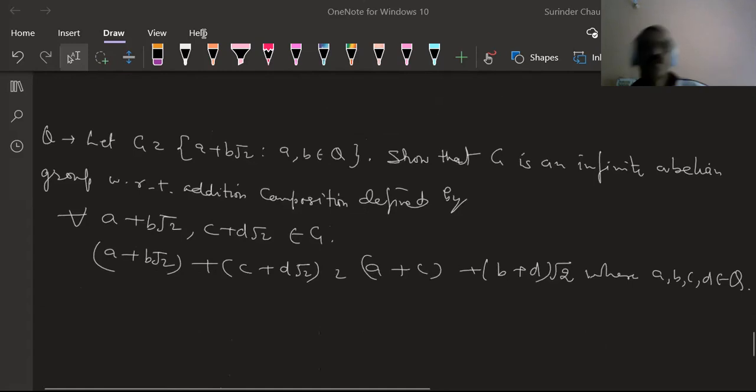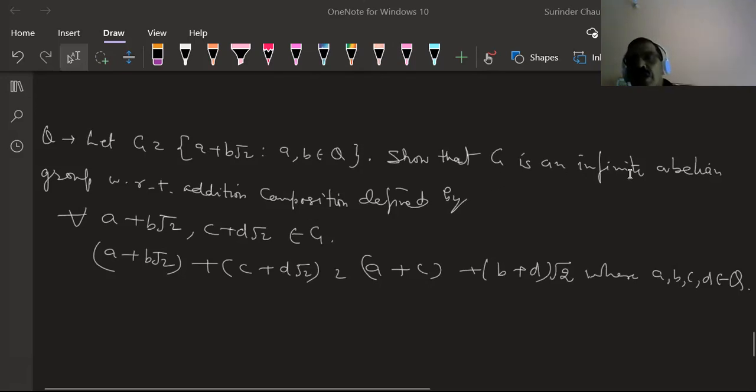Let G be the set of a plus b root 2, where a and b are rational. Rational plus irrational means this number is a real number. Now, this is an infinite set. You can't apply a composition table to this. You can apply a composition table only to a finite set.